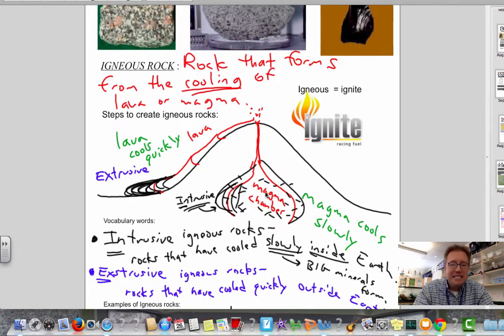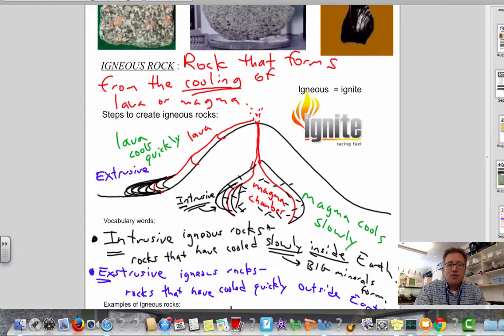Rocks that cool deep inside the earth or inside the belly of a volcano cool slowly. Because they cool slowly, crystals are allowed to grow larger. We call those intrusive igneous rocks. They form inside a volcano, cooling slowly, allowing minerals to grow large.